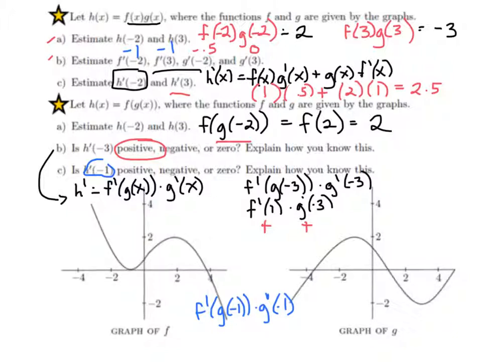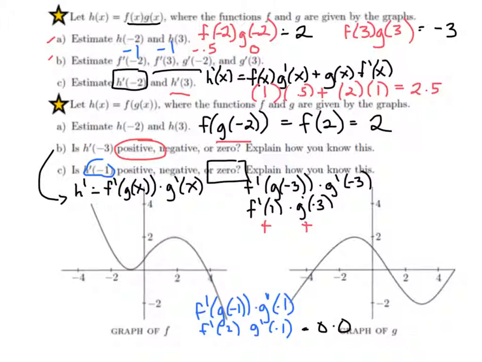So g of negative 1 looks like about 2. So we've got f prime of 2 multiplied by g prime of negative 1. Well, f prime of 2, this is saying what's the slope at 2. To me, it looks like about 0. G prime of negative 1 also looks like 0. If you didn't think one looked like 0, it looks like the other one is. So I would say that this one is 0.